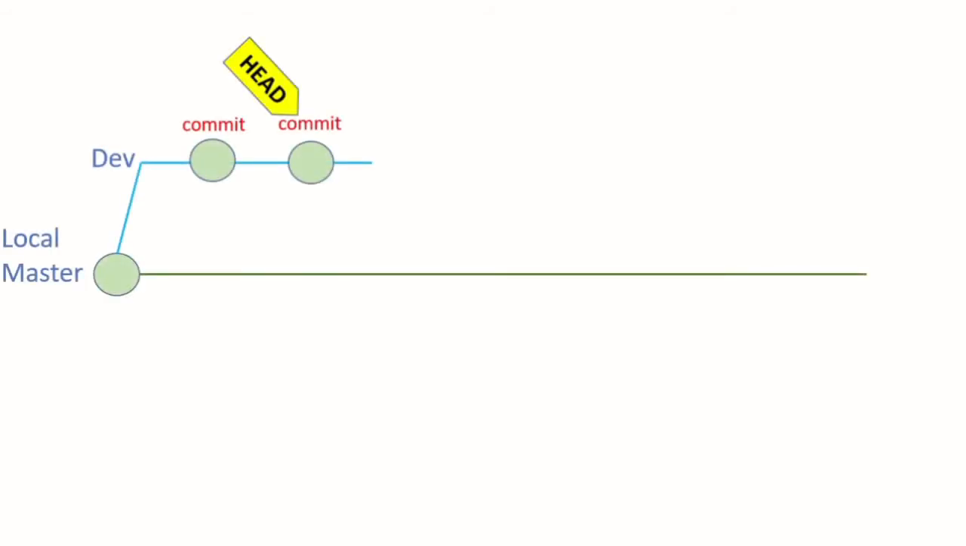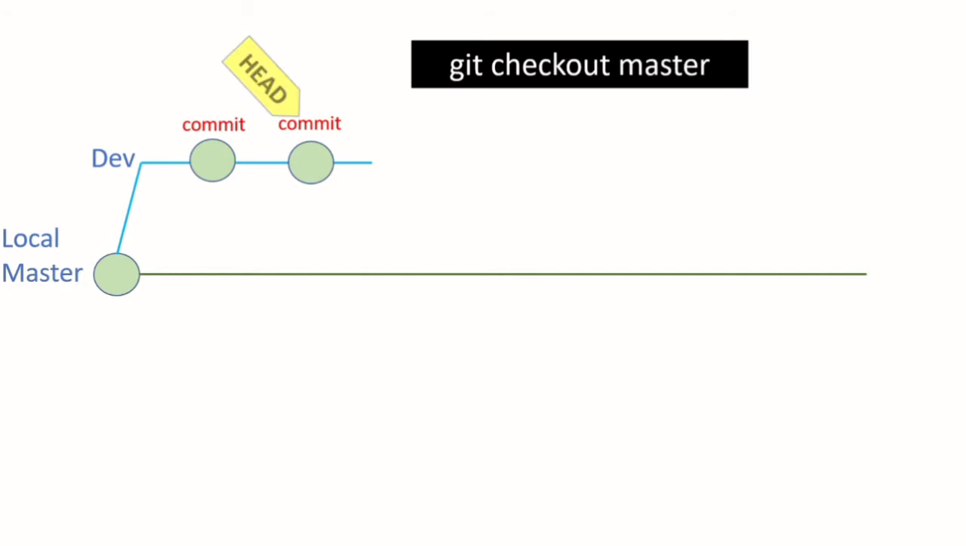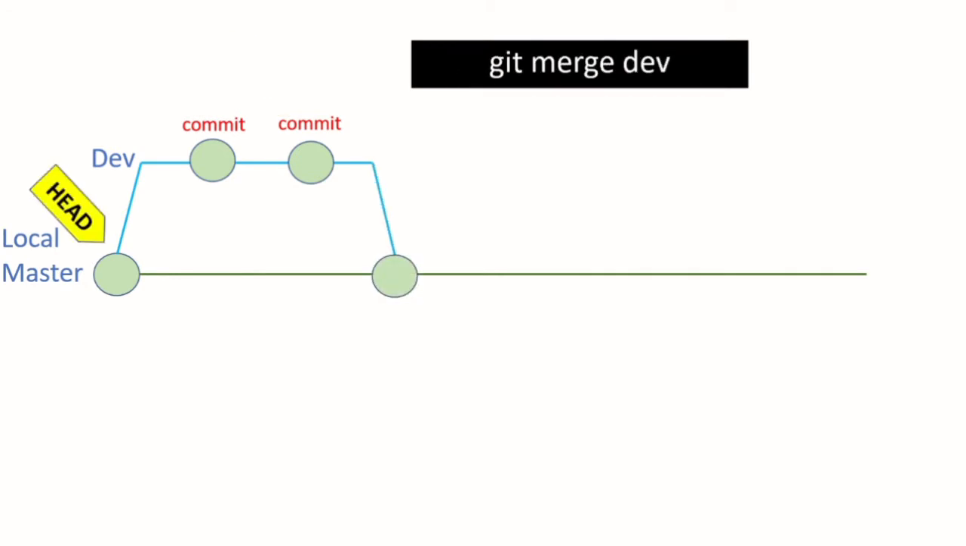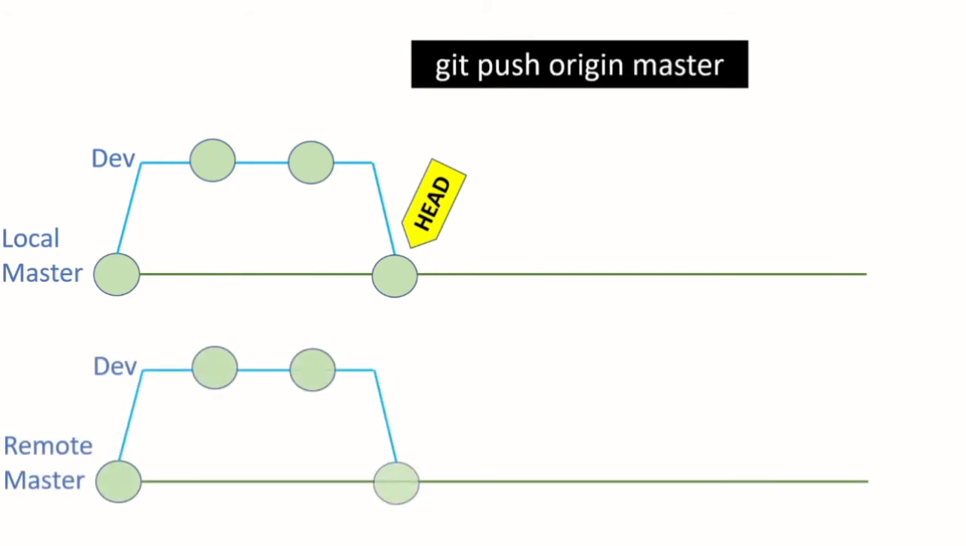Next, I will show you how to merge the branch. To merge the branch, you first need to check out to the master branch, and then you type git merge followed by the name of the branch. Then you need to do the same thing and push the merge into the remote repository by typing git push origin master.